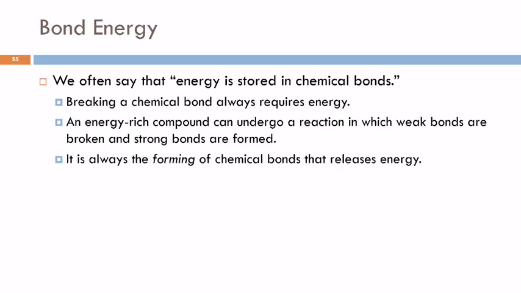We've talked about energy being stored in chemicals, right? The chemical energy. The bond is one way that energy is stored in a molecule. An energy-rich compound such as gasoline can undergo a reaction in which weak bonds are broken and strong bonds are formed. So you break the weak bonds, that requires an input of some energy, but strong bonds being formed releases a lot of energy. It's the forming of the chemical bonds that releases the energy.